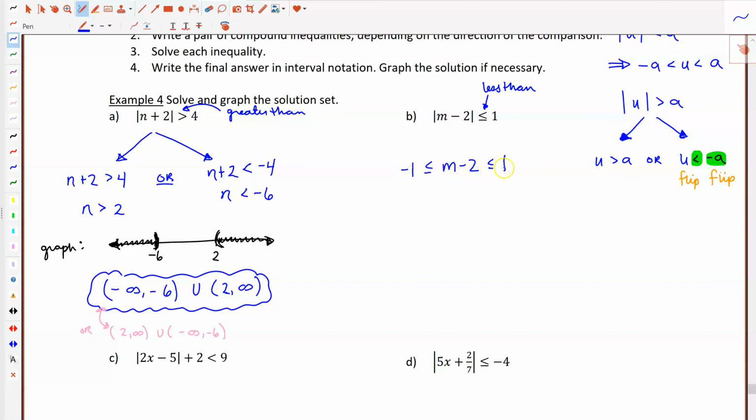We'll add 2 to all the regions. Right, so add it to the middle region, left region, and right region. So I get 1, which is less than or equal to m, which is less than or equal to 3. Right, so this is a compound inequality involving the word and. The values for m have to satisfy both inequality restrictions. m has to be greater than or equal to 1, and simultaneously m has to be less than or equal to 3. So as an interval, that's going to give me all the numbers between 1 and 3, and because of the equal sign, I'm going to have brackets right there. And so we can see this on a number line.